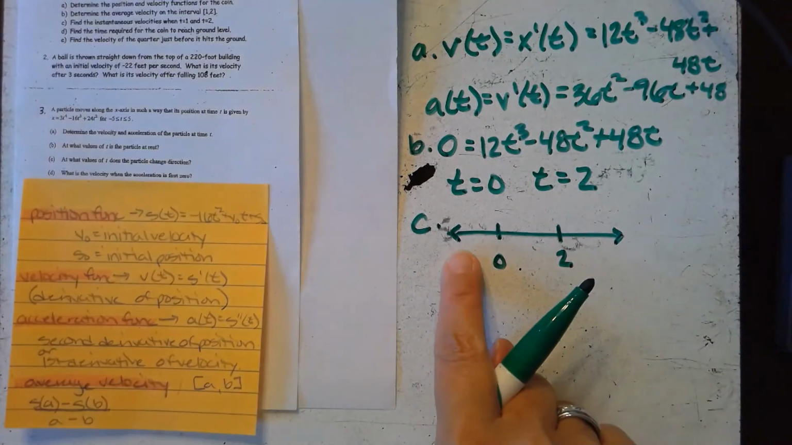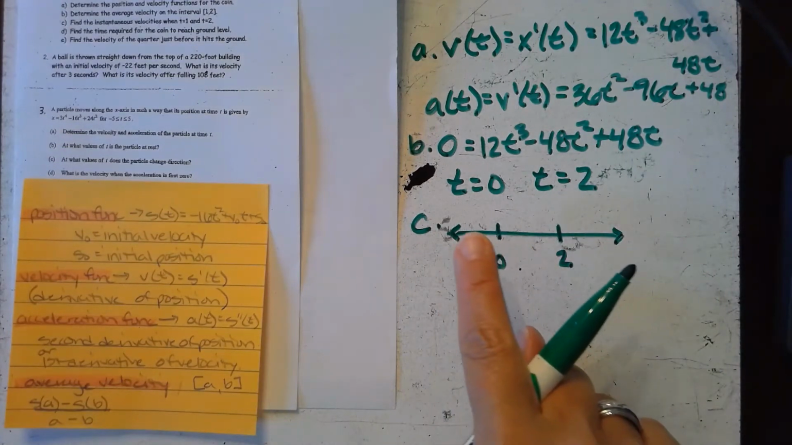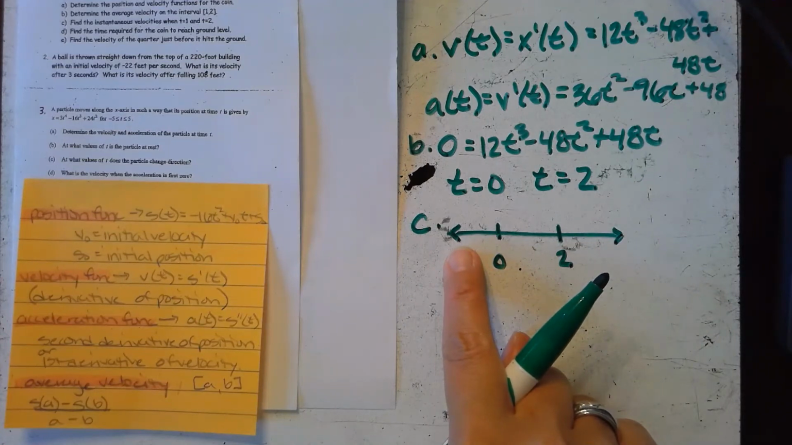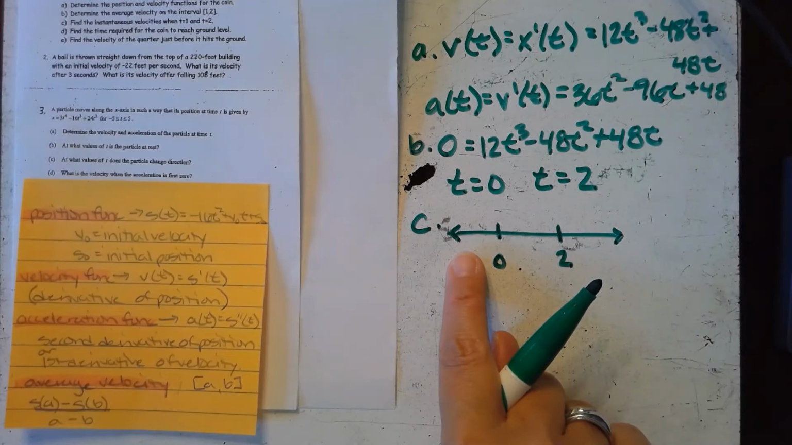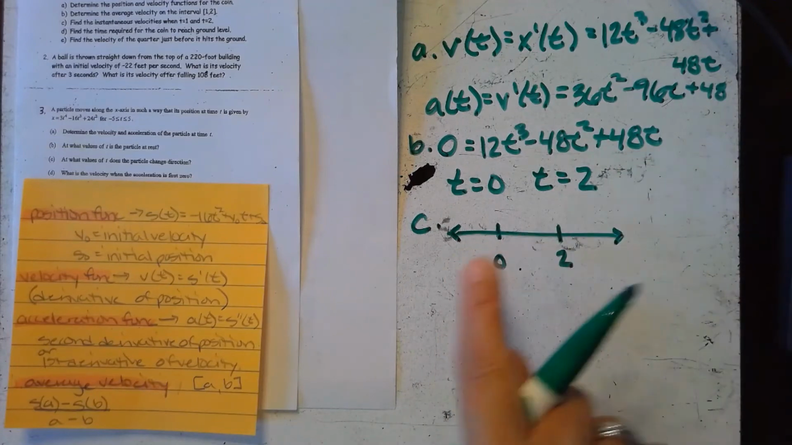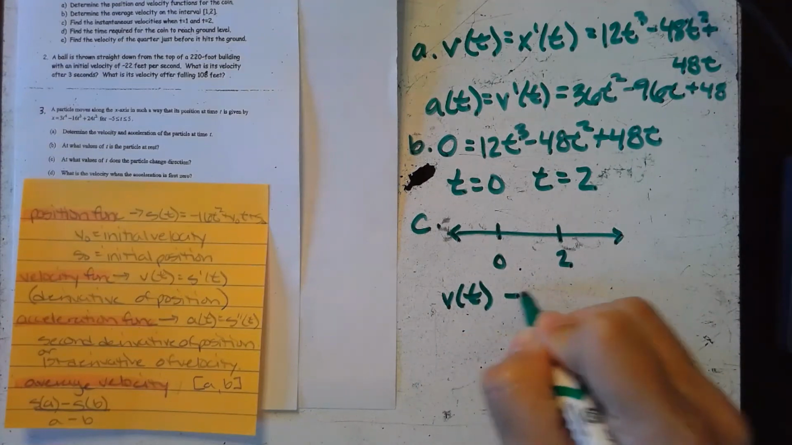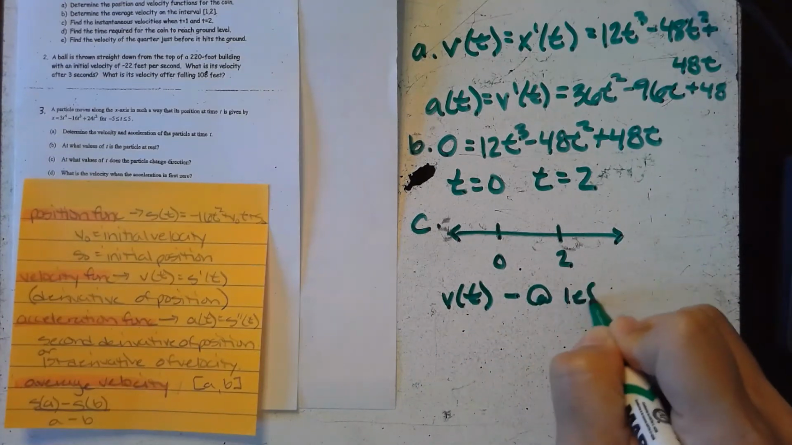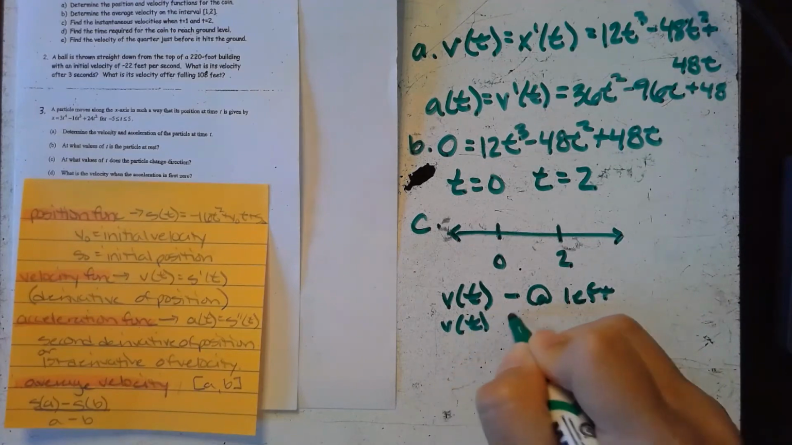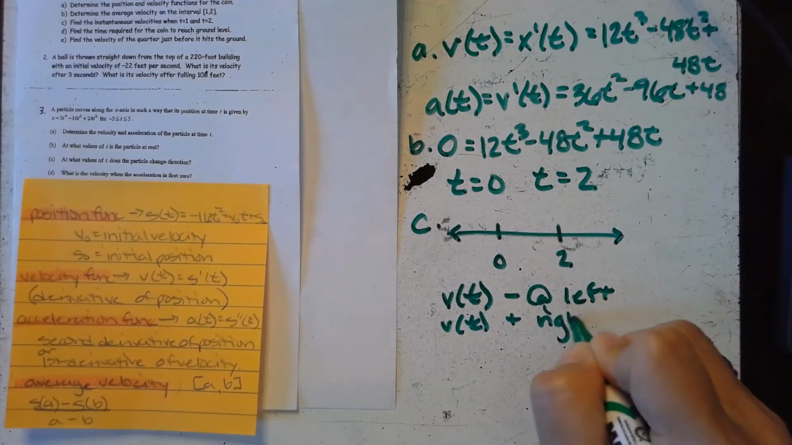All right, now, we want to find, and it says basically, where do they change direction? Where is it going left and where is it going right? If it goes left, the value of this function, our velocity function, will be negative. So v of t is negative when it's going left, and v of t is positive when it's going right.